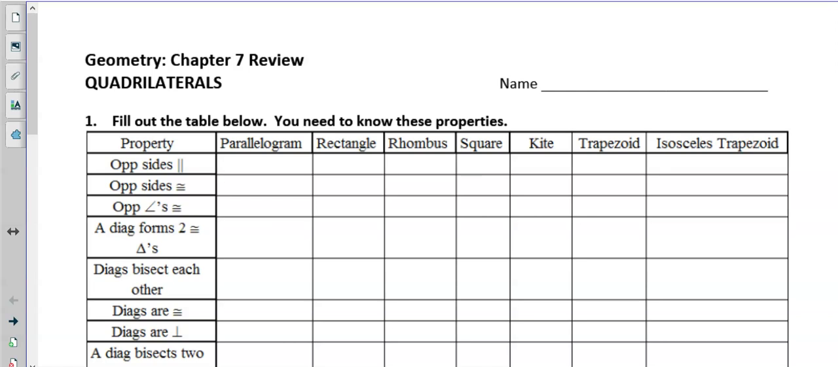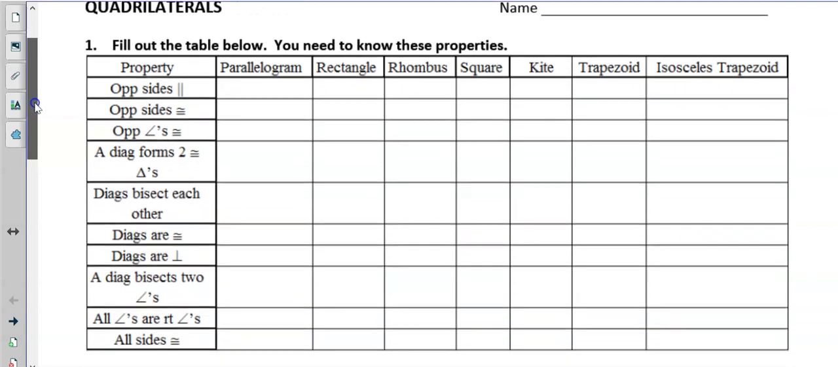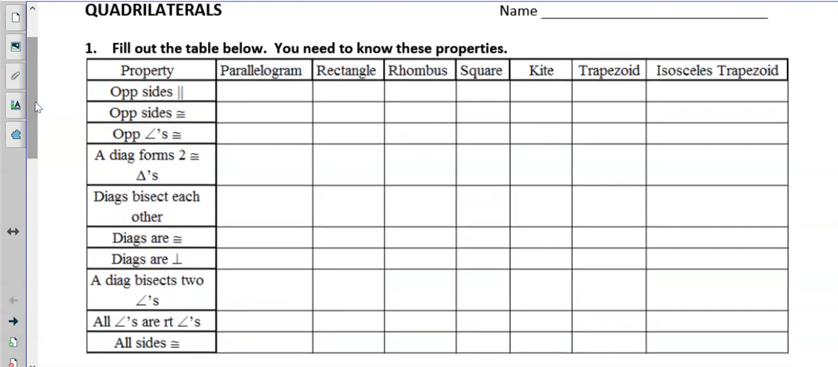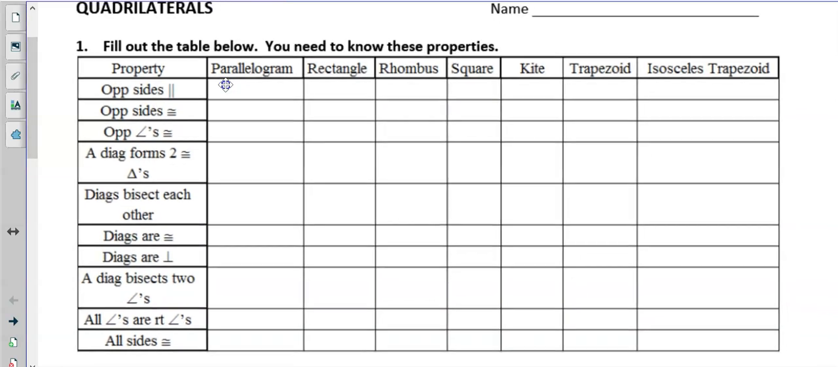All right, Chapter 7, Test Review. So this first thing is just a chart. It's a nice handy-dandy reference chart, kind of summarizing all the properties of these shapes. So first one, opposite sides are parallel. Obviously, a parallelogram has opposite parallel sides. A rectangle also has opposite sides parallel, along with a rhombus and a square.